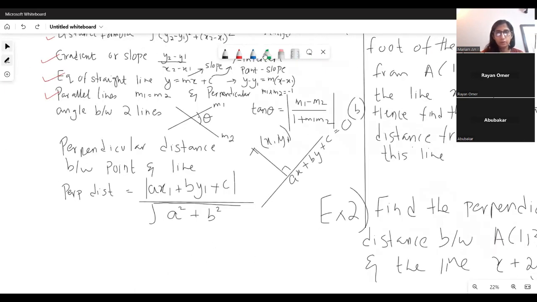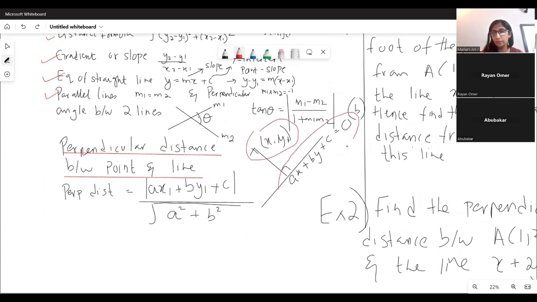This formula. Abu Bakr, pay attention. Here you want the perpendicular distance between a point and a line. So you need a point, which is given, and you need to know the line's equation, which is also given. Sorry, not the line's coordinates, the line's equation. We already know the equation of the line is given in the question. Then you use this formula to directly find the perpendicular distance between the point and line. So let's use this formula.